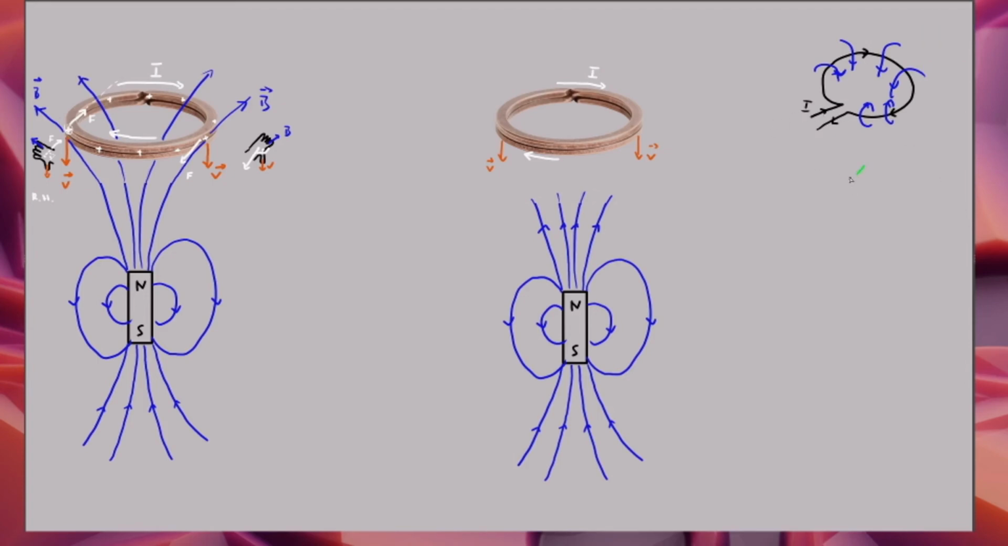Do I have green? I have green. So let's see if we could draw the magnetic field set up by this current now. So the thumb of the right hand points along the line of the current. I curl my fingers, so the magnetic field would have to point into the page, into the loop here.